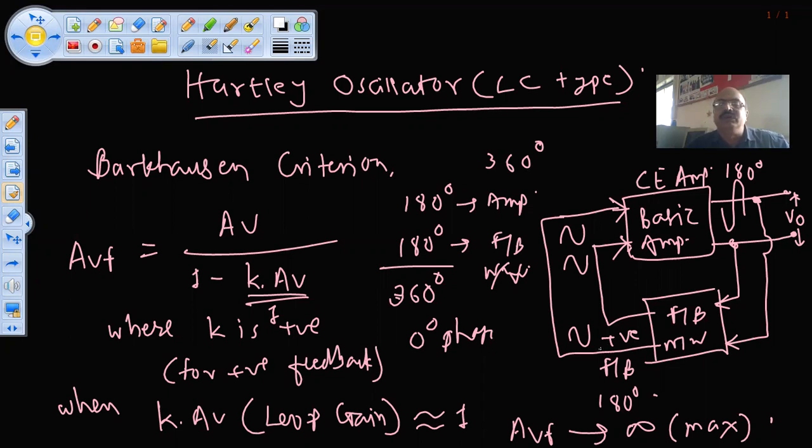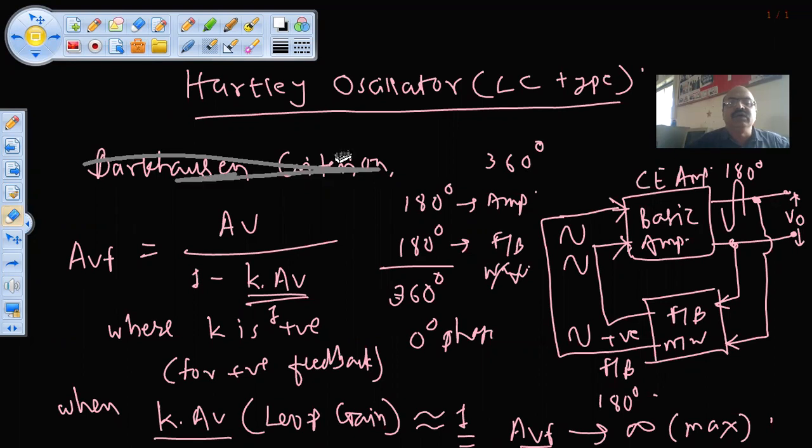Okay, so a positive feedback amplifier gets converted into an oscillator as soon as you reach this condition, K times AV approaching 1, meaning AVF tending towards maximum value, and that leads to the oscillations in the circuit. Okay, this is the basic criteria for oscillation, that we call the Barkhausen criteria.